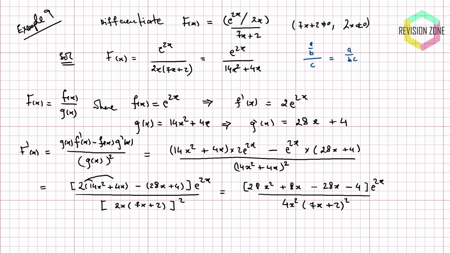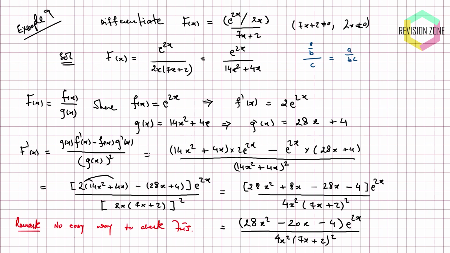Right, so once we have that, we are nearly done because we see that there's only one x squared term here. I've got two x terms, so they're the only ones that need combining, and then everything else is already simplified. So I'm going to have 28x squared minus 20x minus 4, but of course the denominator is just going to be 4x squared times 7x plus 2 all squared. Okay, so we've basically worked out the answer.